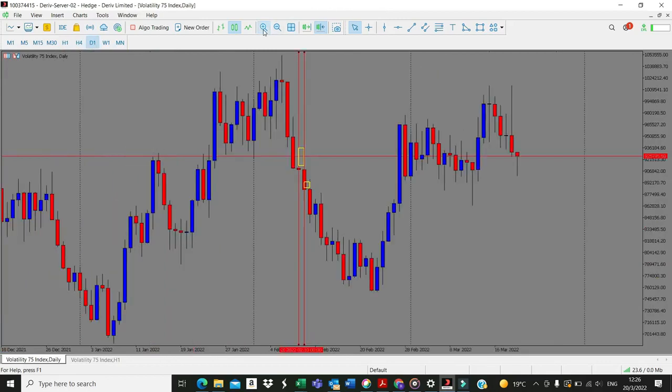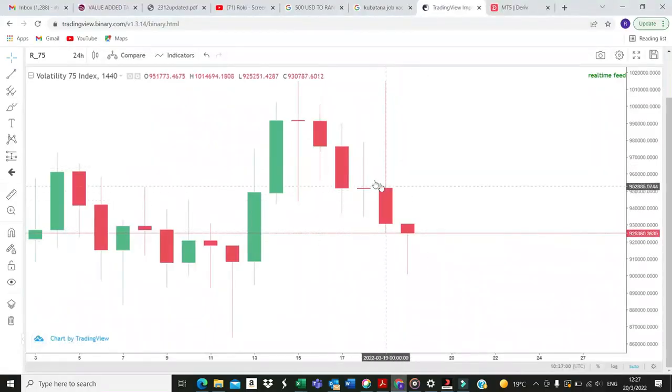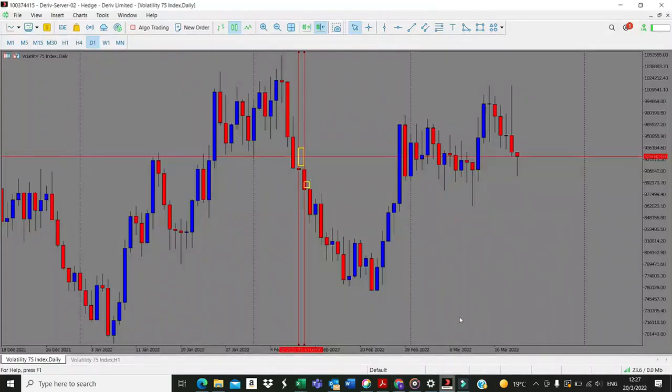I'm just teaching you how to use the daily time frame, right? So here we closed bearish. Remember, I told you it's bearish. Why? Because I'm looking at TradingView. It was bearish like that. This doji, it was actually bearish. So this day was bearish as well.